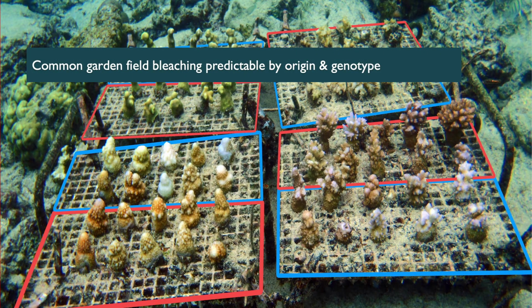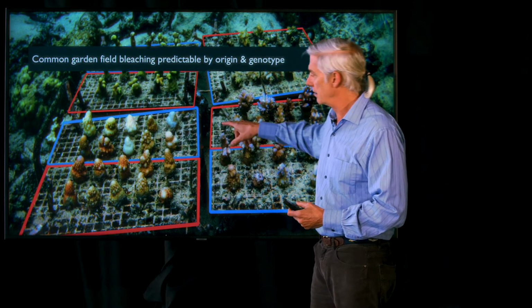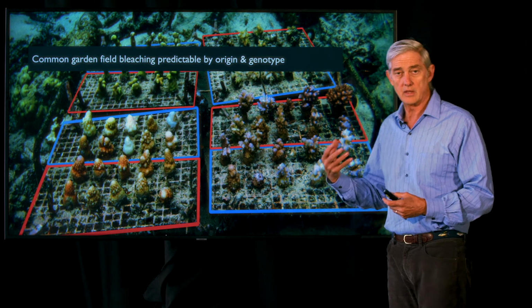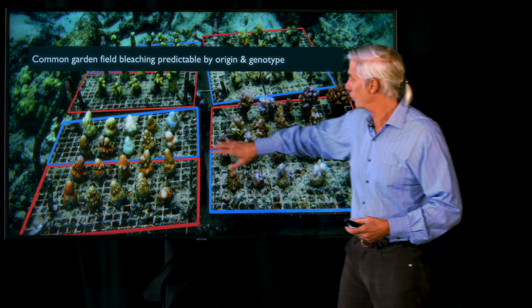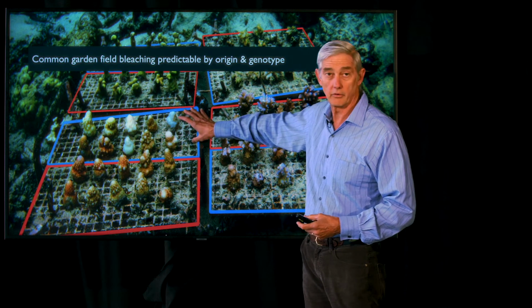What she found was that they grew about the same, but in the 2015 bleaching event, which came across American Samoa, these particular coral nurseries did very differently depending upon where the corals were from. And what Megan has done here is circle branches and nubbins of corals that came from cool water habitats, and they were not heat resistant. That's the ones in the blue.